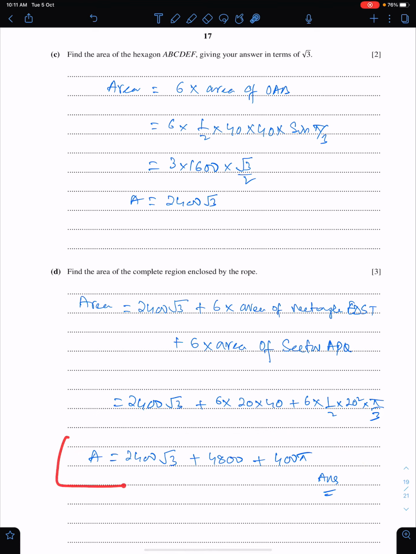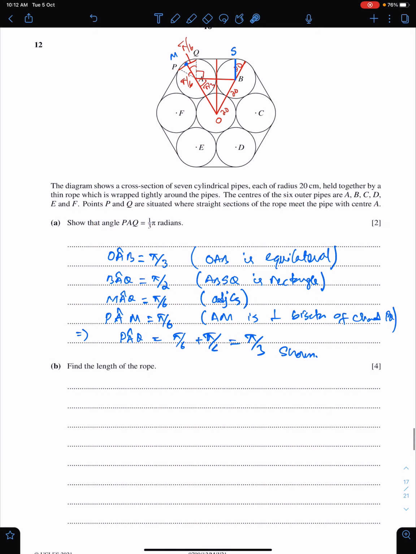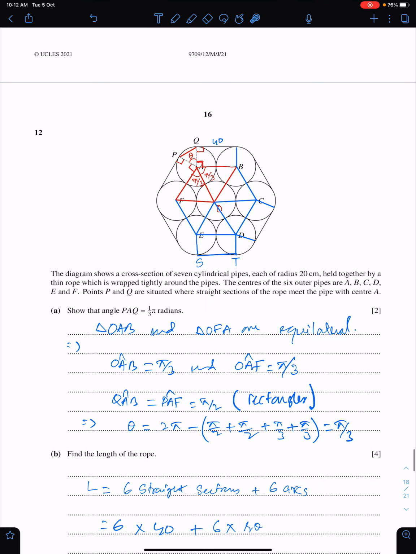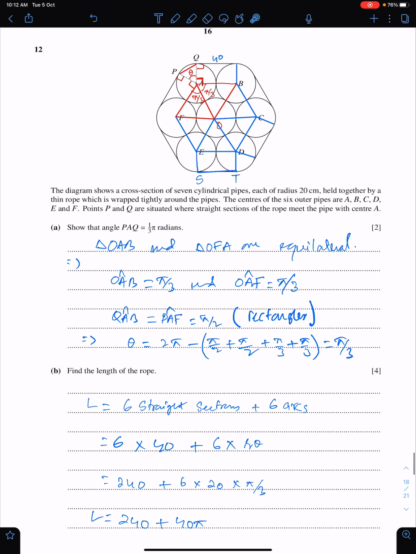You can take the screenshot of this solution if you want. This is the method 1 of part A. This means PQ. You can take the screenshot of this method 1. This is method 2. This one.